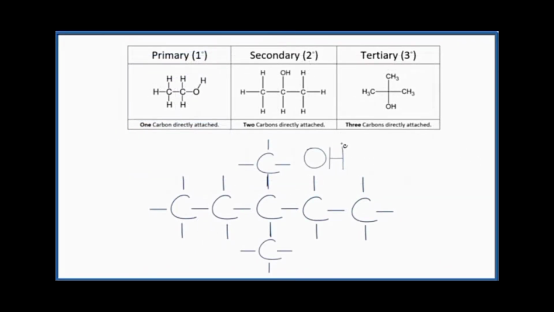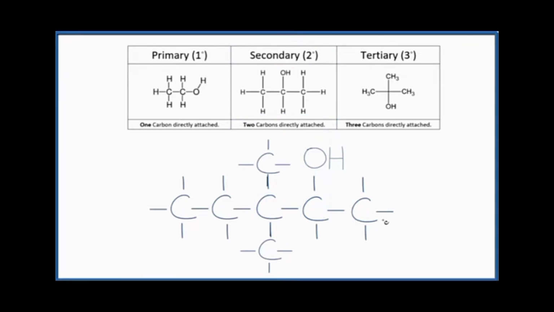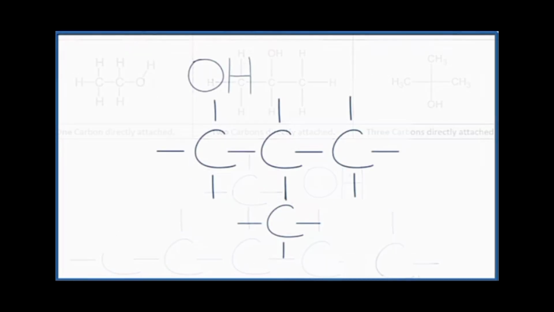So we find the OH, that's what makes this an alcohol, and we see the alcohol is bonded to this carbon right here. This carbon right here has two bonds. It's two carbons directly attached to it. If there are two, that is a secondary alcohol. So for this example, we have a secondary alcohol. How about this one? Pause and try this one without the table.